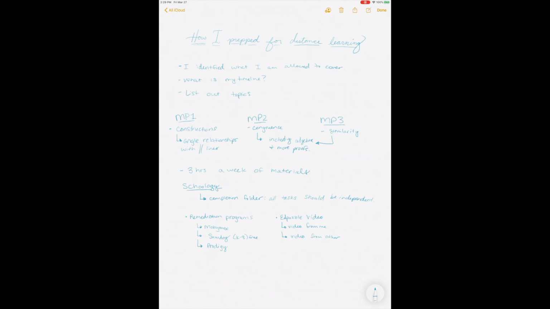Once I have that Edpuzzle video set up, I have a way of conveying information that, if someone's not as proficient, they can start with. So for this purple one, I added a little disclaimer that said, if you need a review, start here, on the folder so that kids know that if they don't remember stuff, they want to start with the videos.